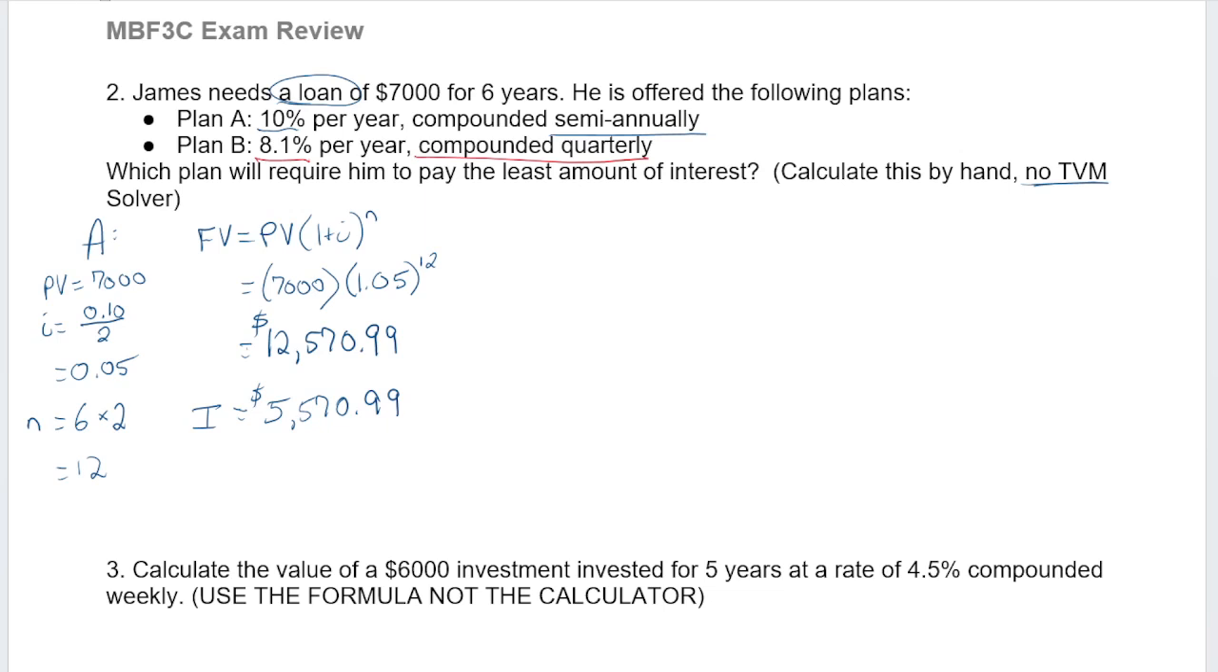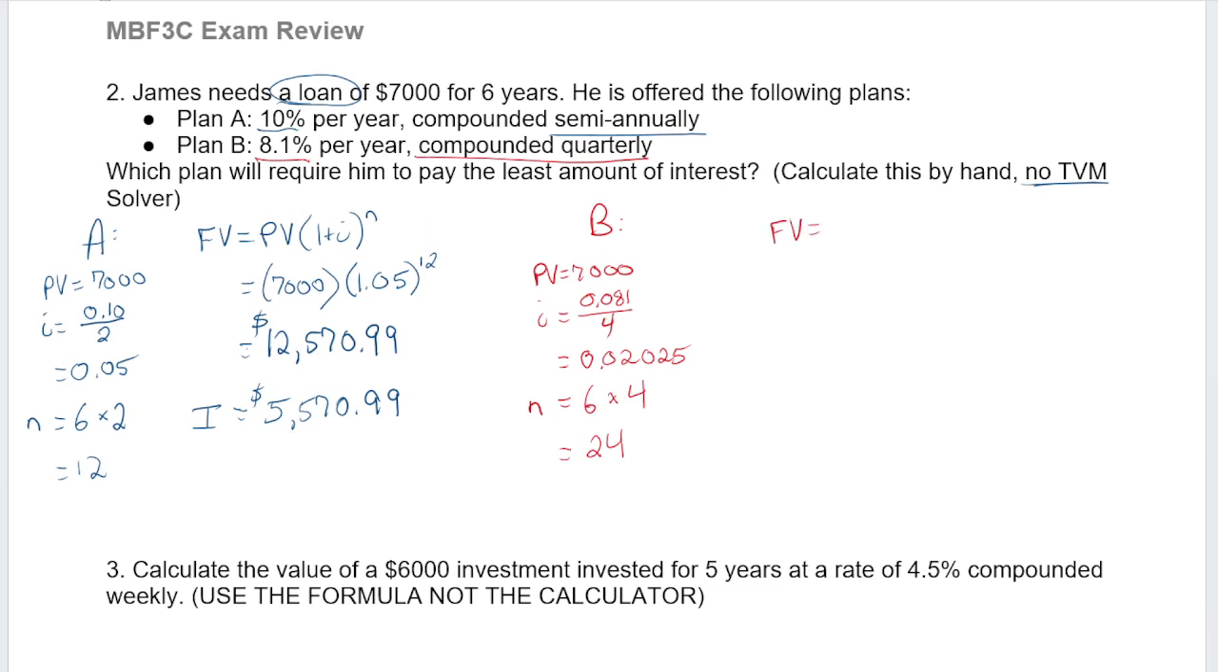Plan B. Same idea. So PV is still 7,000. I is now going to be 0.081, 8.1%, and then divided by 4 because it's quarterly. 0.081 divided by 4 is 0.02025. The number of compounding periods is going to be 6 years multiplied by 4 periods per year, 24.